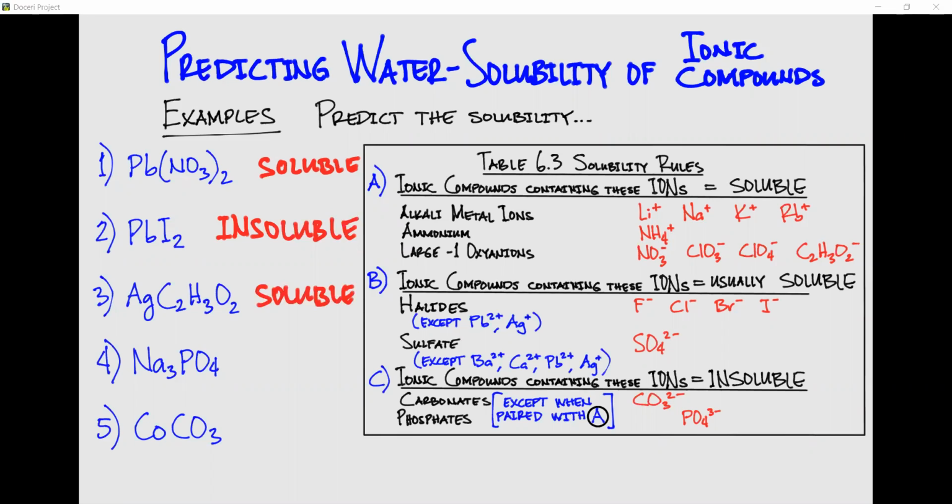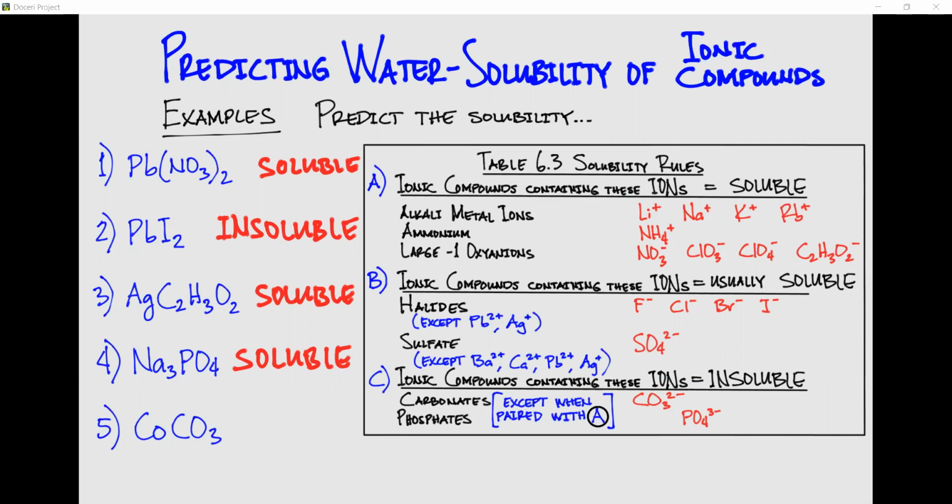All right. And what about sodium phosphate? So when you look at sodium phosphate, we have phosphate right here, and it says insoluble unless it's paired with the alkali metal ions. And so we have sodium here, always soluble in water. So that means that sodium phosphate is soluble in water.